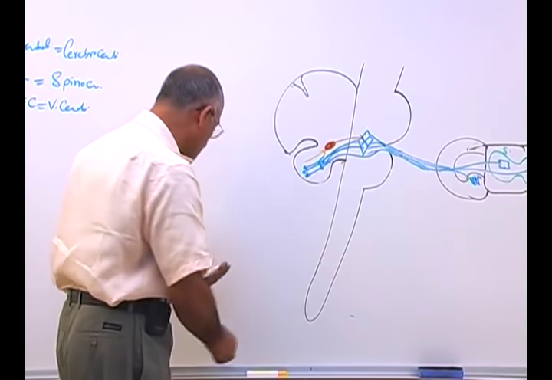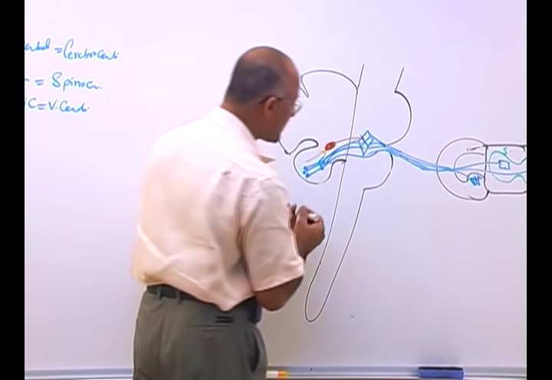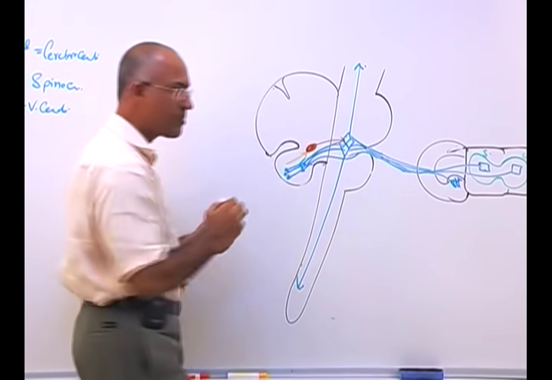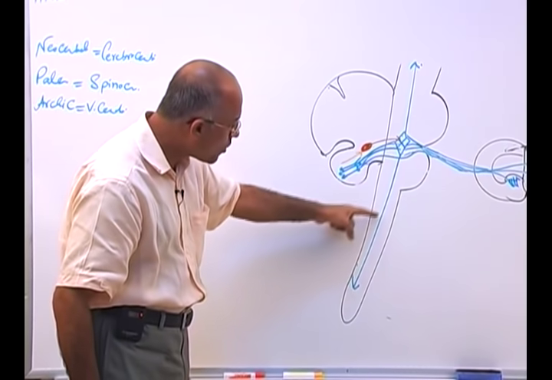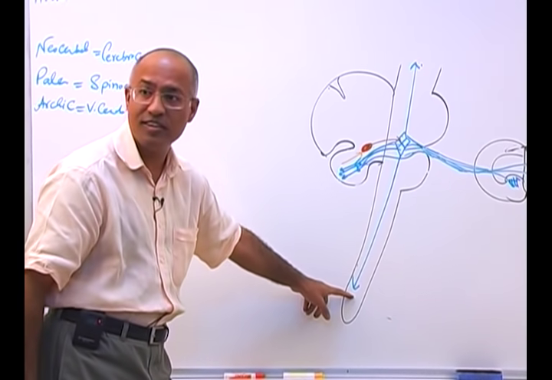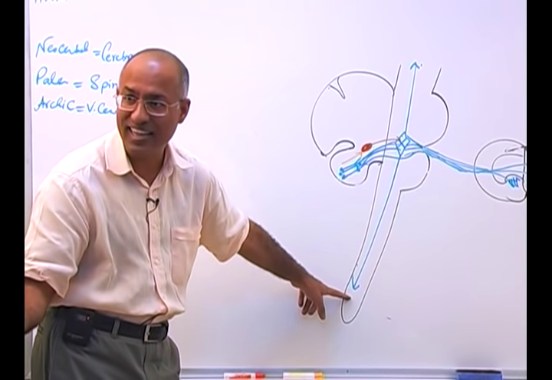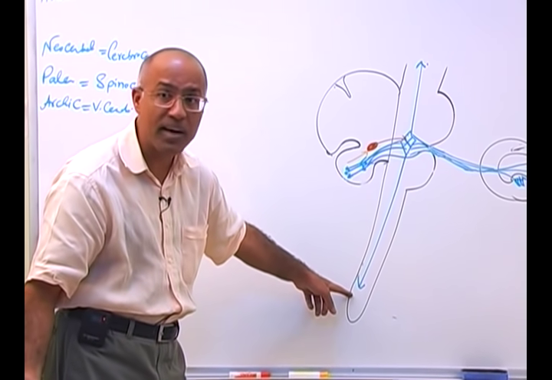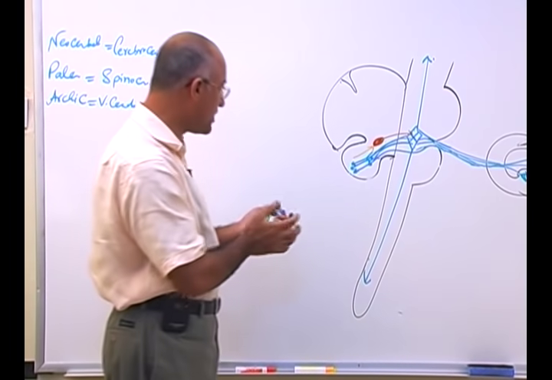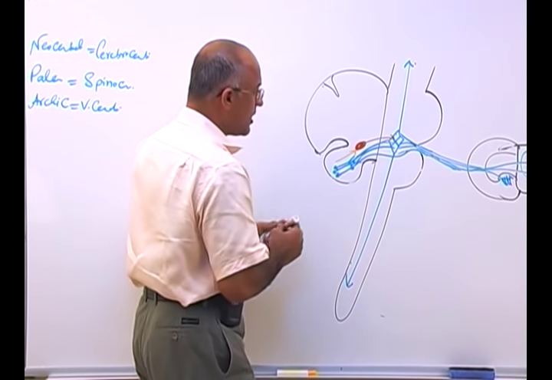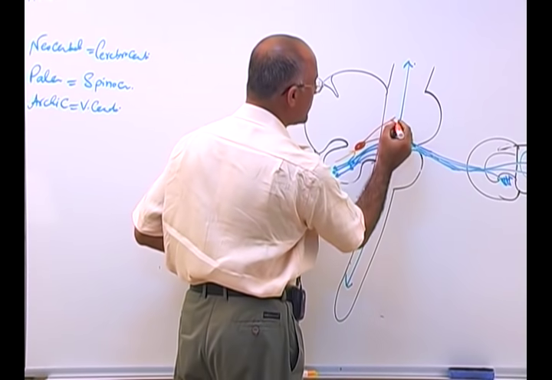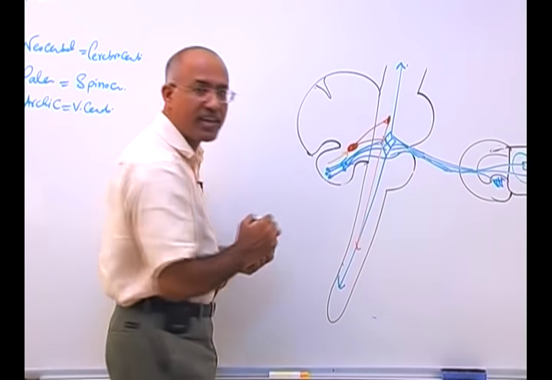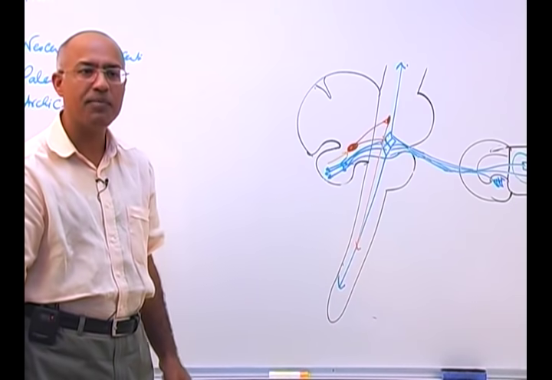Now, the vestibular nuclear complex fires down as well as fires up. When it fires down, what is this pathway going down? Vestibulospinal tract. Is that right? Some of these fibers also go back and interact with some reticular nuclei. And what is this fiber going down? Reticulospinal.